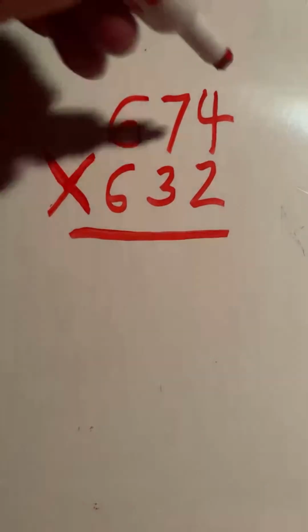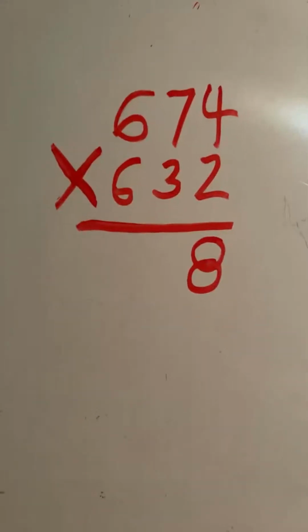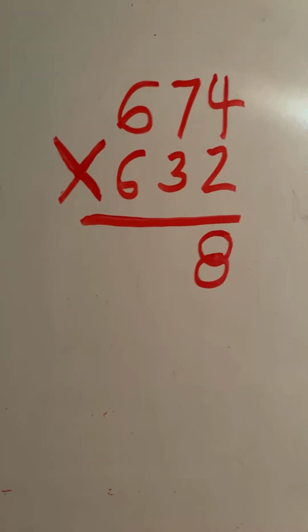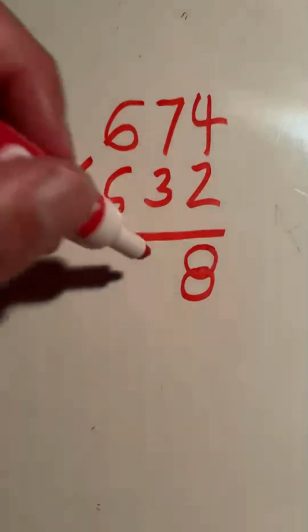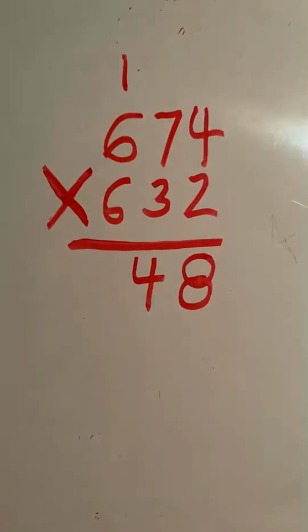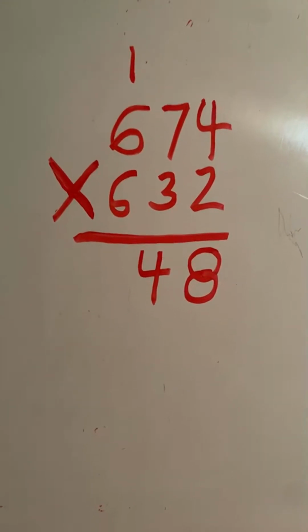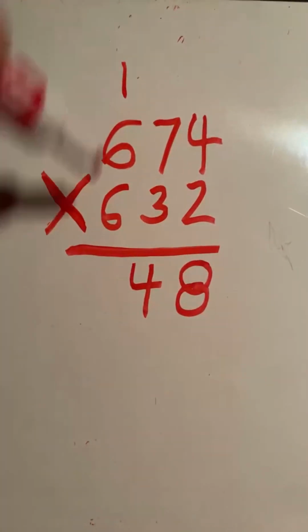So we start out in the ones place. 4 times 2 equals 8. We do not need to regroup because our product is less than 10. We only regroup if our product is 10 or more. 7 times 2 equals 14. So in the tens place, we will need to regroup. The 4 in 14 goes in the tens place. The 1 in 14 gets carried over to the hundreds place. 6 times 2 equals 12, plus 1 equals 13.